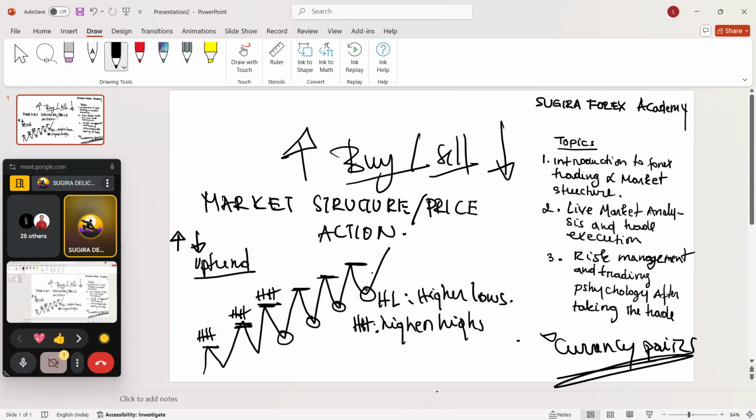Yes, we can see it. But for us to know the direction where the market is heading, the market is targeting these higher highs. We have the highest point in an uptrend and the lowest point in a downtrend. The lowest point in an uptrend is what we call higher lows, HL. Higher lows. You get my point?